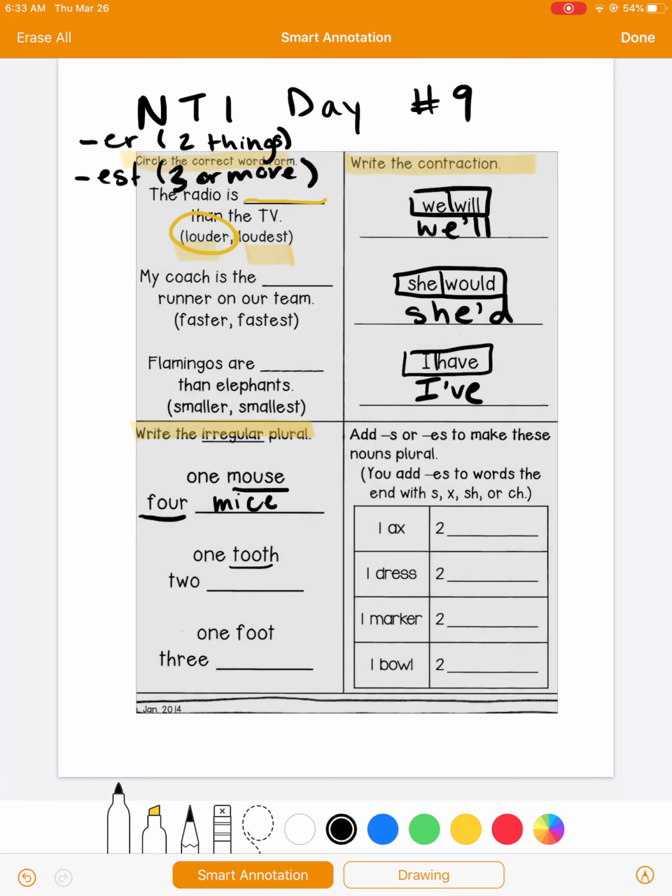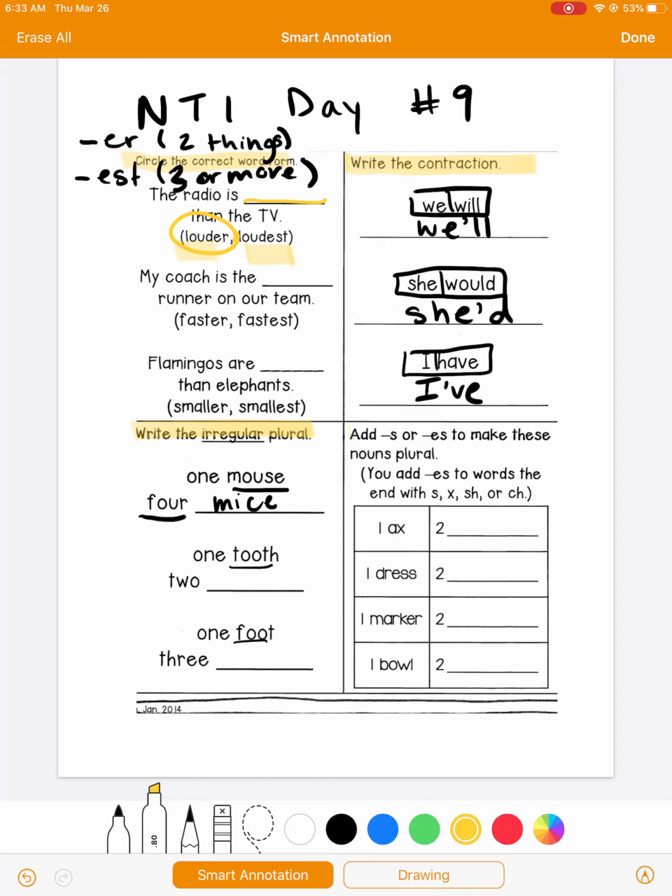Now we have one tooth. Okay, I want you to think about what word would best use. We want to still talk about a tooth, but we have more than one. What might sound right? And now we don't have 2 feet or 3 feet. Think about which one sounds better and put it right underneath.